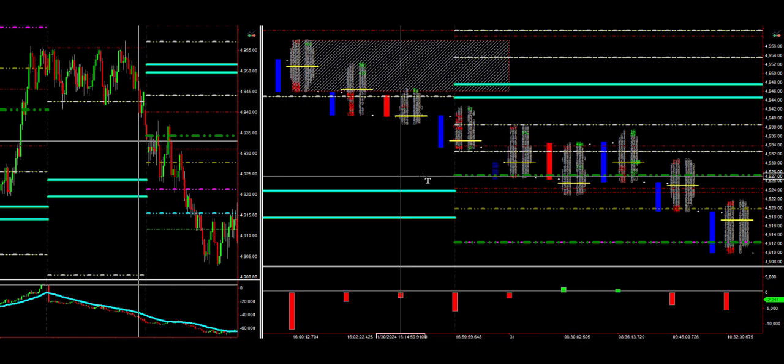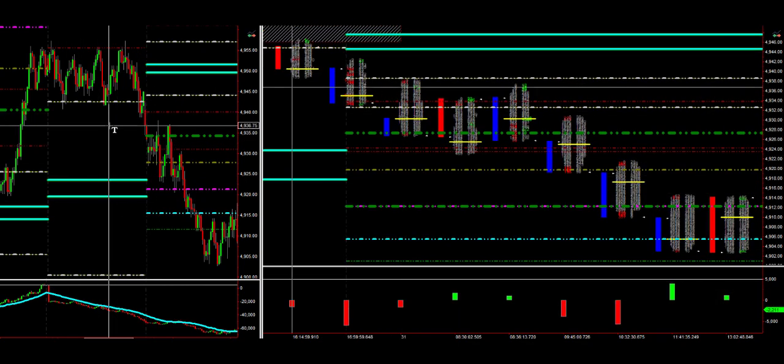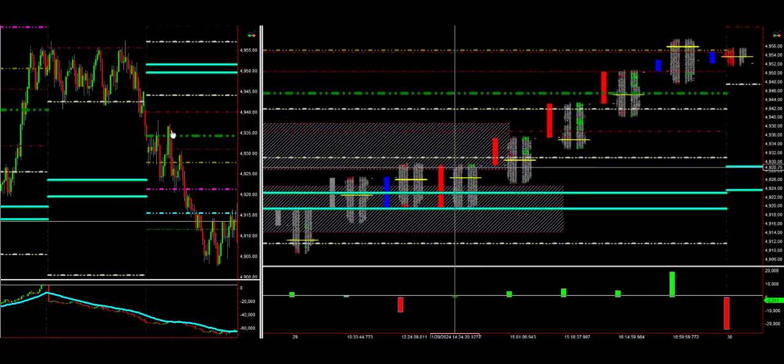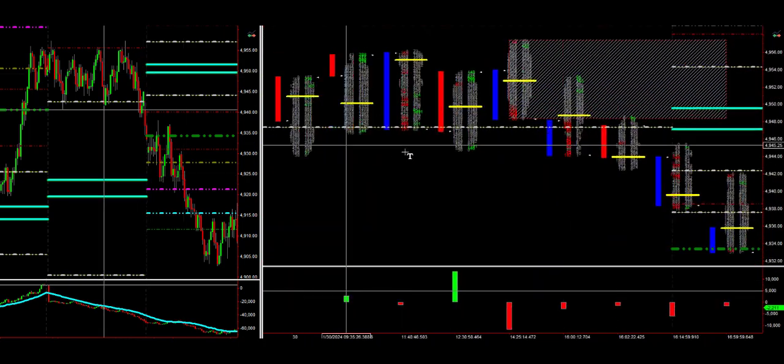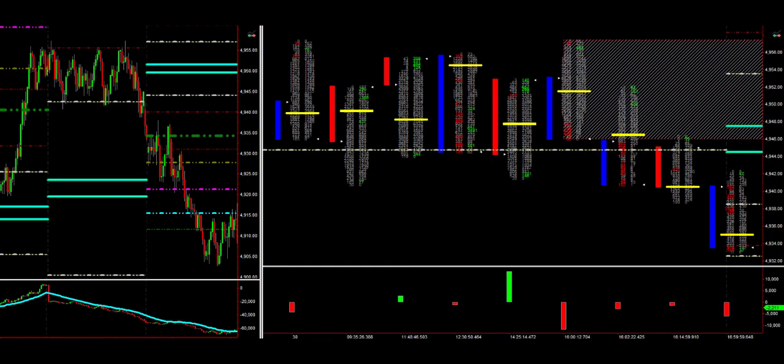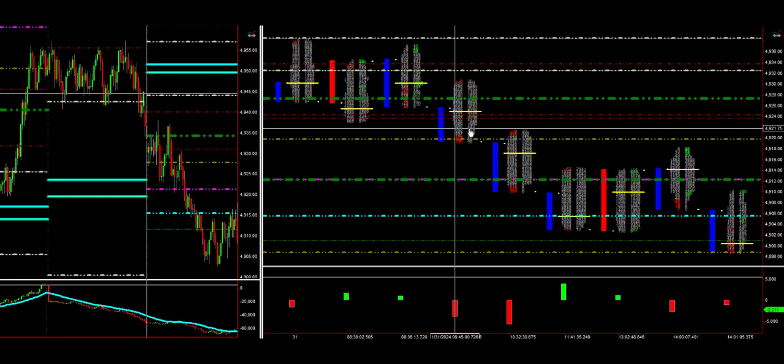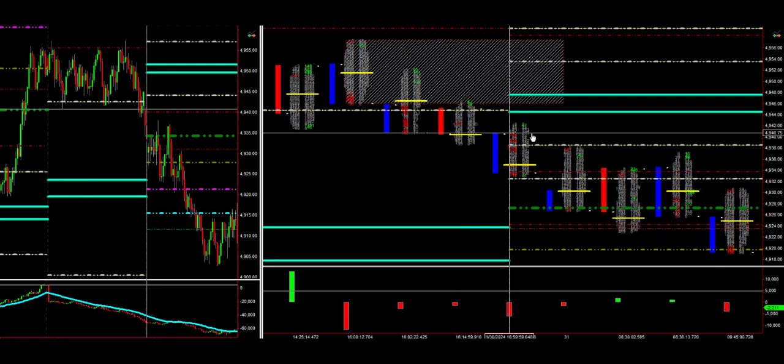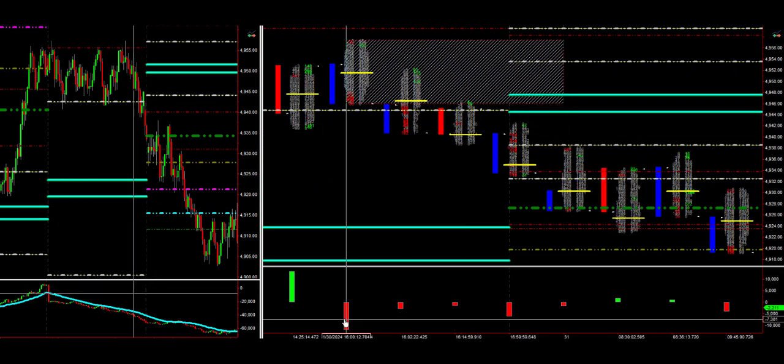So this is how you can identify those bars and trade it. Now we haven't put any deltas on the shorter time frame, sorry. All right, so this is how we can do it. Now let's see what next we can find.